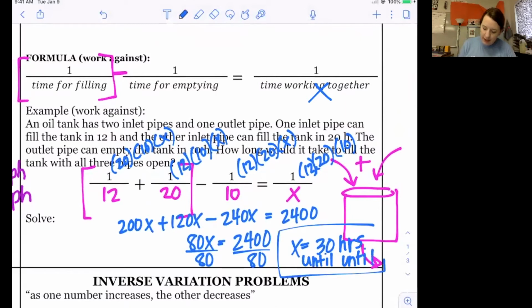Even though working together, the 12-hour and the 20-hour pipe could have probably filled it in about 8 hours, because we've got that force working against us and emptying it at the same time, it's going to take us 30 hours to fill that tank completely up.